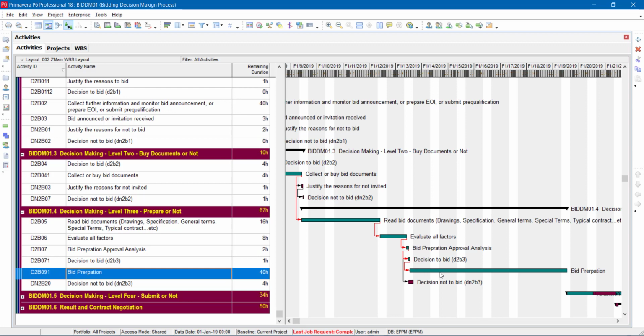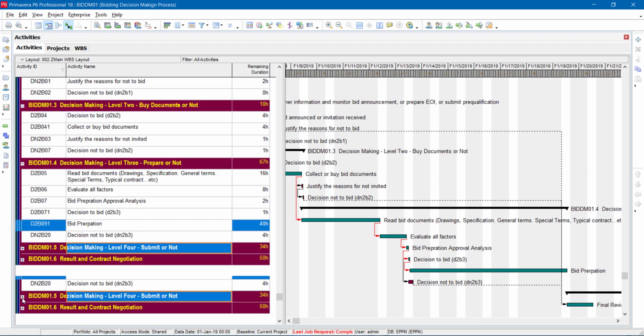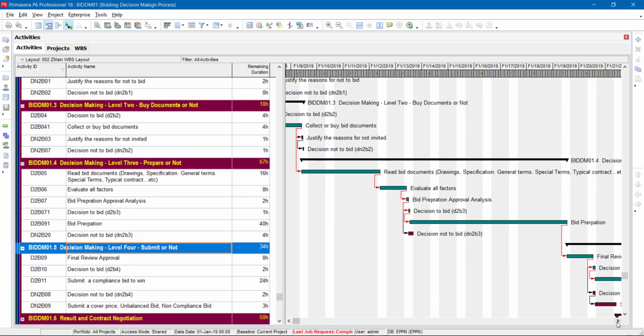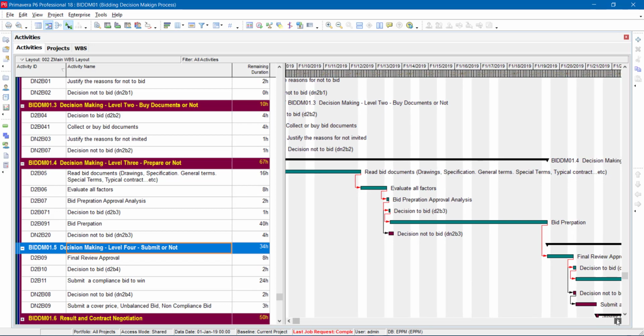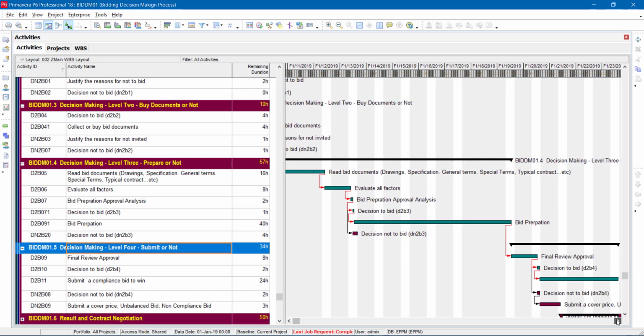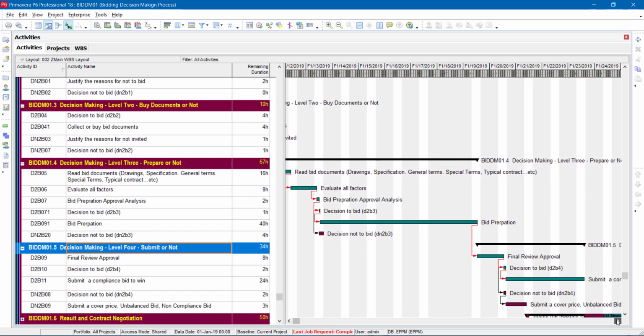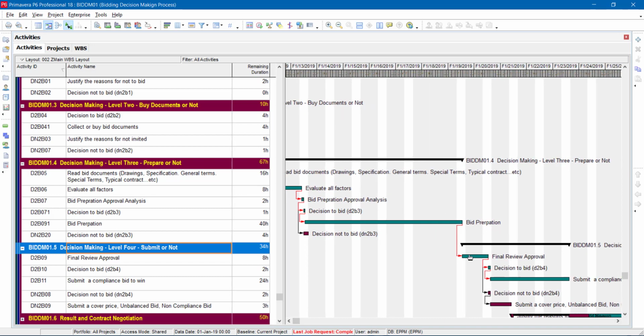Then you finish the bid preparation and go for final review by top management. This is the fourth level of decision making, and it comes after you finish everything. An alert in the system goes to the top management: these are the documents, this is the analysis, this is the risk, and this is the price also. And it's your decision now, as top management, to decide if we go for bidding or not.